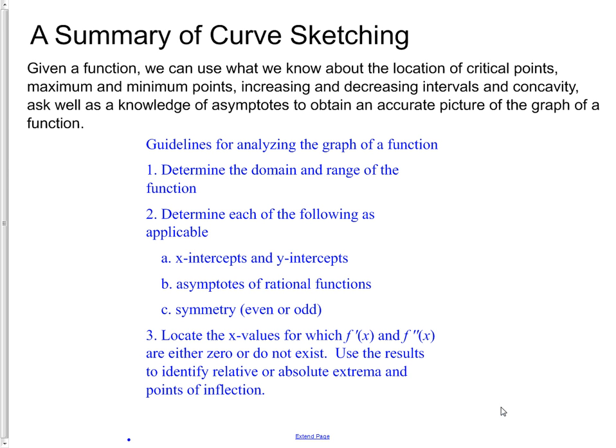So we've talked before this video about all kinds of things dealing with functions. In pre-calculus, we looked at such things as being able to find intercepts of a graph, being able to find vertical and horizontal asymptotes, even and odd functions, symmetry, all those kinds of things.